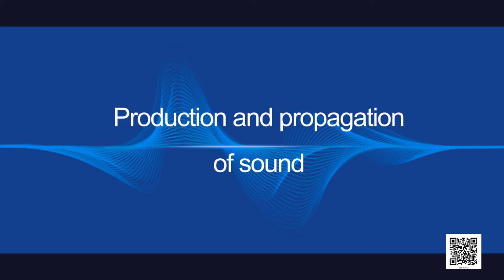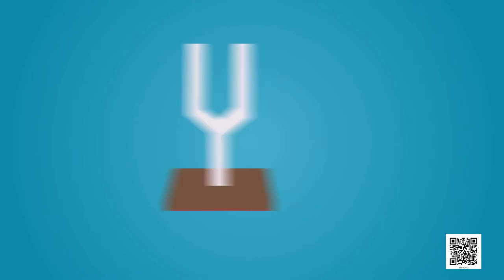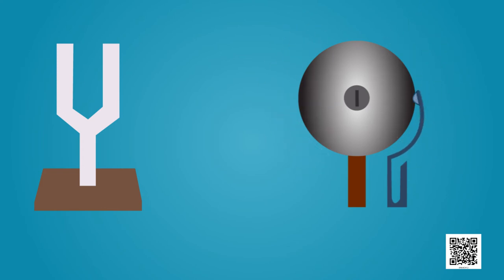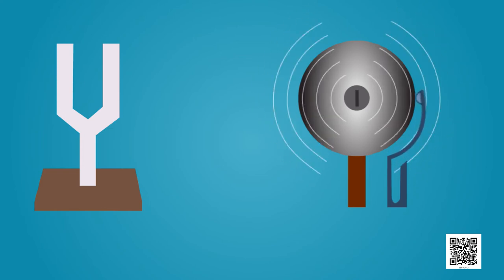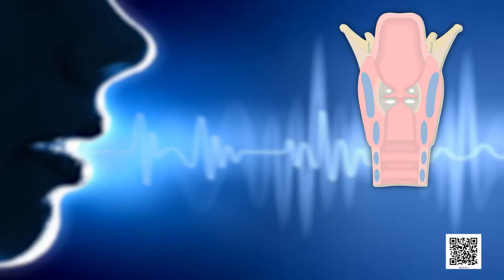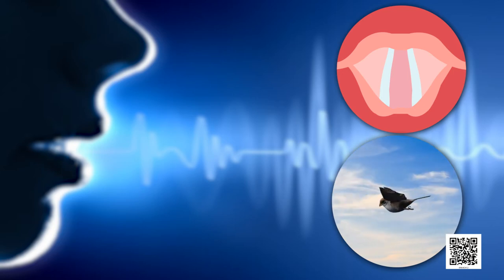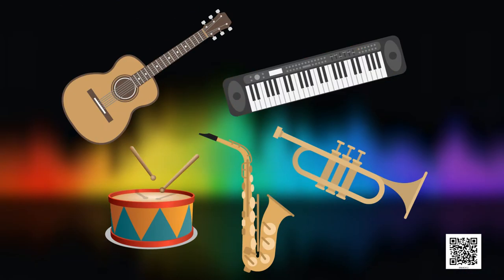Production and propagation of sound. We set the objects vibrating and produce sound. Vibration means a kind of rapid to and fro motion of an object. The sound of the human voice is produced due to vibrations in the vocal cords. When a bird flaps its wings, we hear sound. Musical instruments produce different kinds of sound.